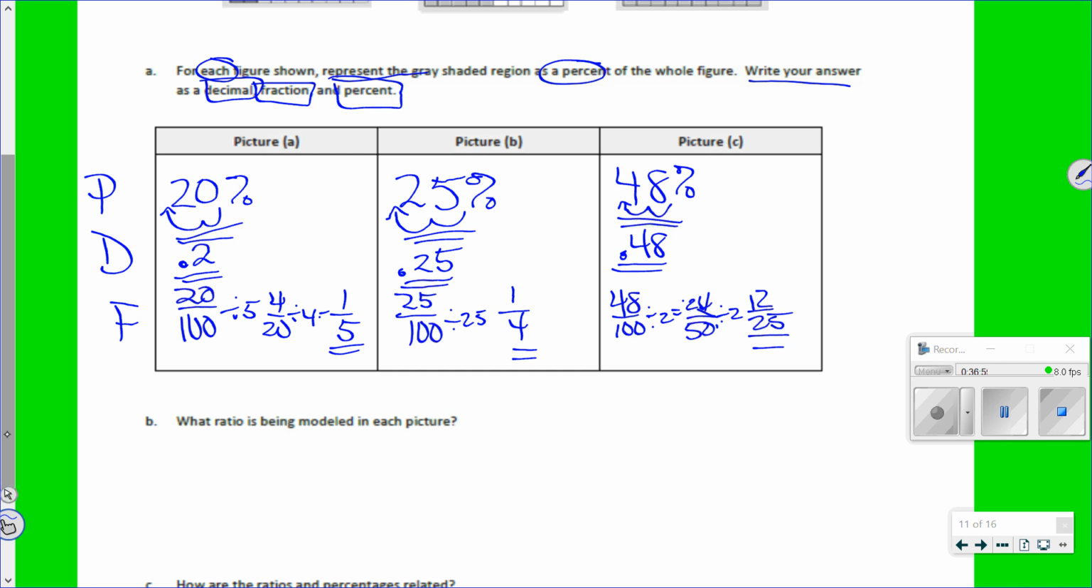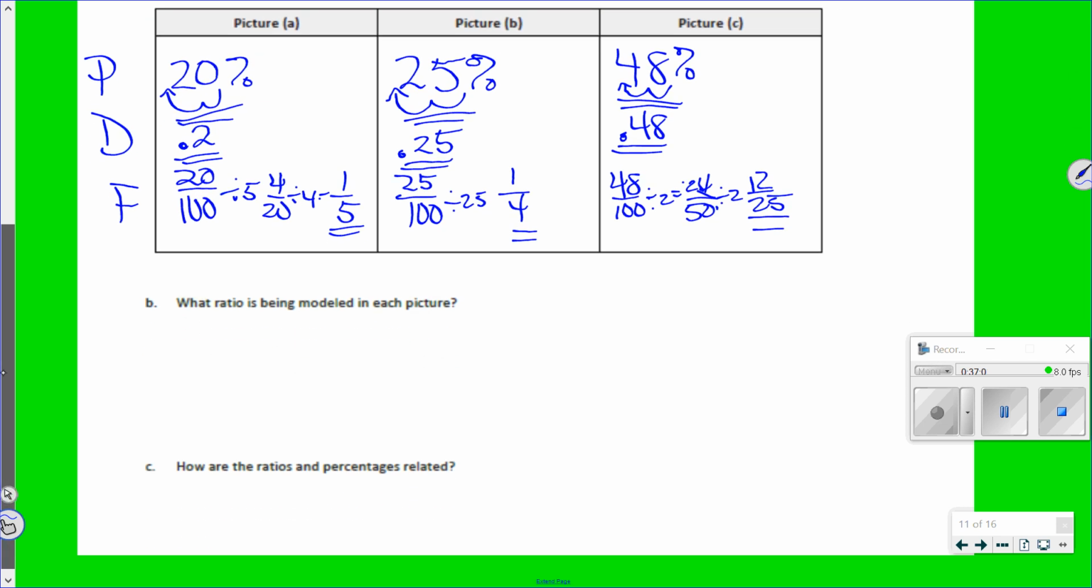Okay? So a ratio is being modeled in each picture. So basically we're going to get back to what we used to do. Which one of these would be the easiest for you to do the ratio from? The percent, the decimal, or the fraction? The fraction would actually be the easiest. So for picture A, what would my ratio be?